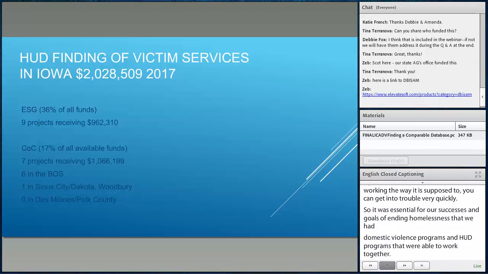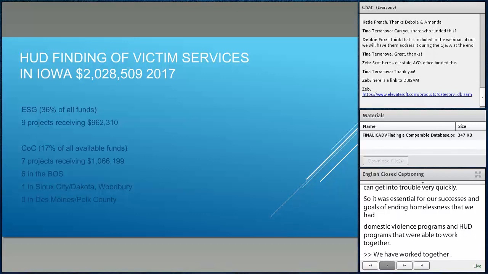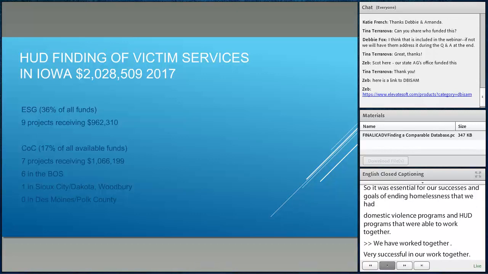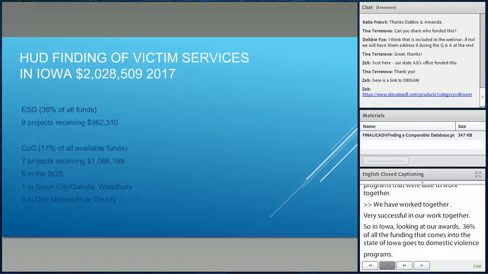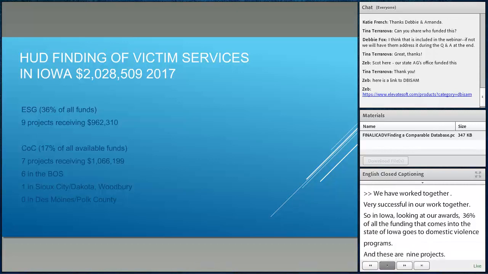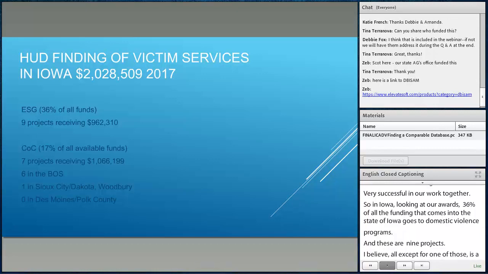So in Iowa, looking at our ESG awards, 36% of all the ESG funding that comes into the state of Iowa goes to domestic violence programs. These are 9 projects. I believe all except for one of those is a rapid rehousing project. And then 17% of our continuum of care funds also go to victim service projects currently.